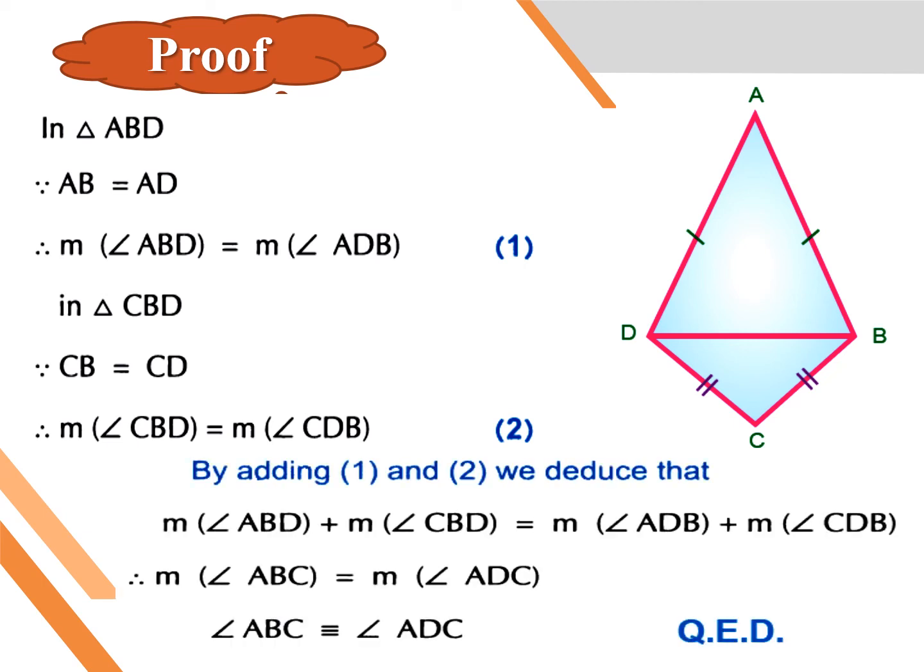From 1 with 2, or by adding 1 with 2, measure of angle ABD plus measure of angle CBD equals the measure of angle ADB plus measure of angle CDB. Then measure of angle ABC equals the measure of angle ADC. Then angle ABC is congruent with angle ADC.